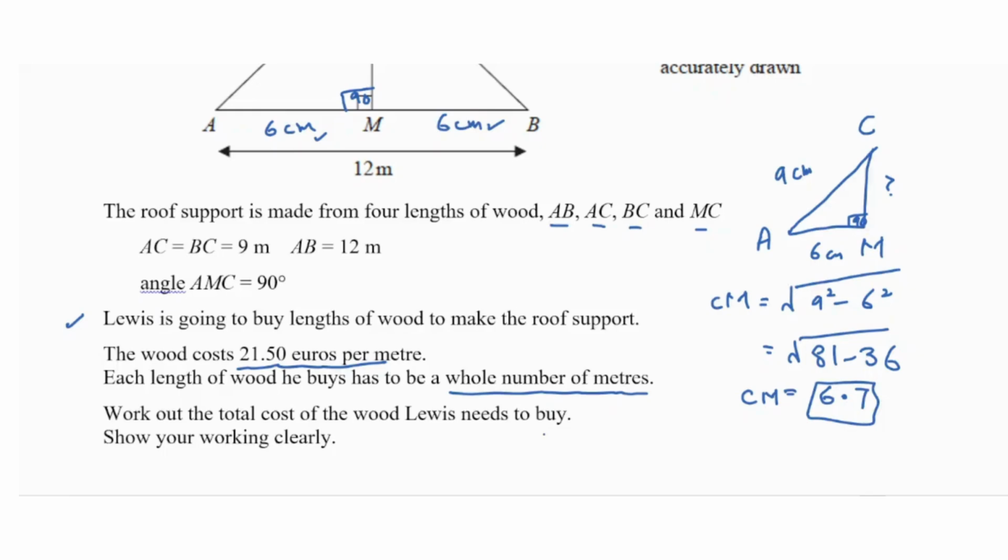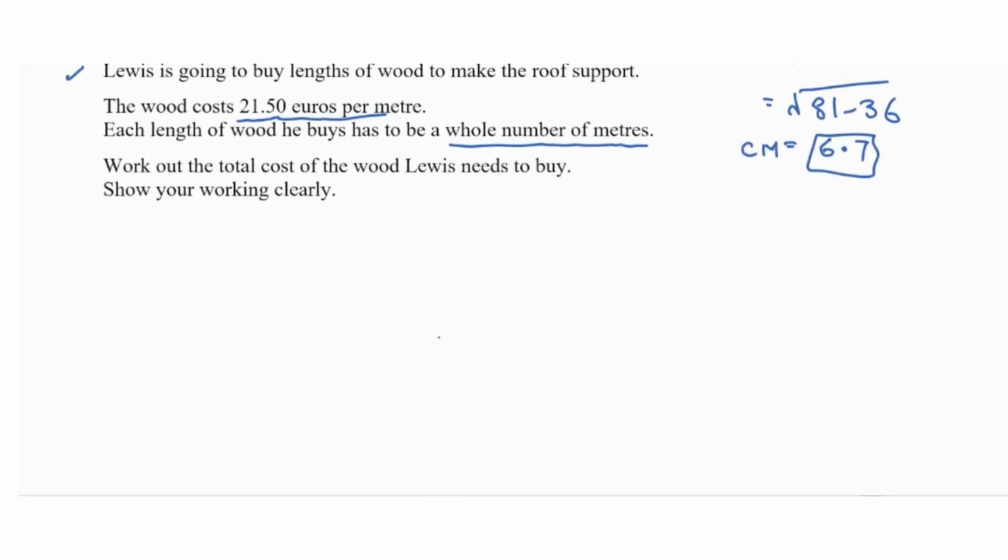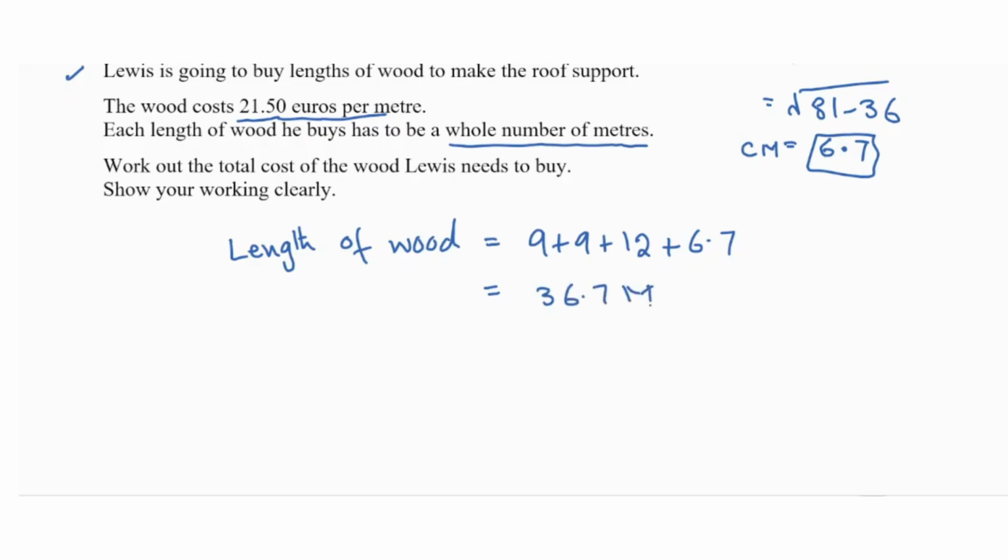Show your working clearly. So how many meters of wood are we going to buy? Let's write down the length of the wood. We have 9 plus 9 plus 12 plus 6.7, which gives us 36.7 meters. But the question says it has to be a whole number of meters, so that's going to be 37 meters.